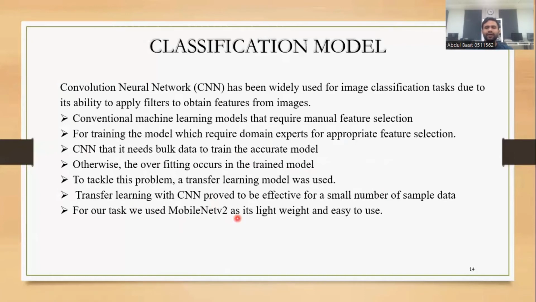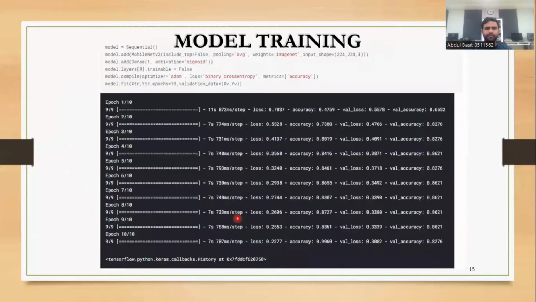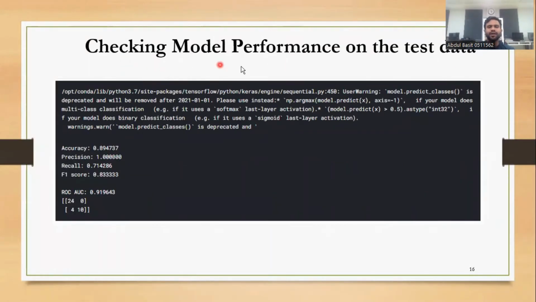The model was already pre-trained, and we gave our data and retrained the model, and we got the new model for our data. And this shows the results when we were training the model, checking model performance on the test data set. So after training the model, these were the results of our trained model.